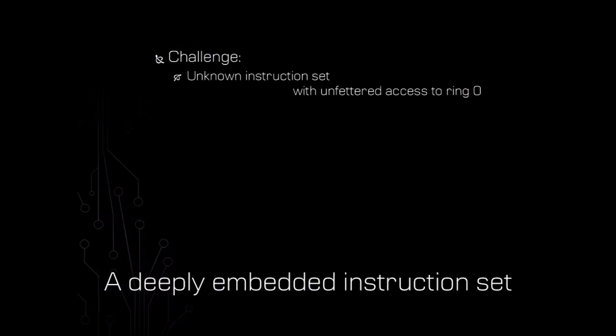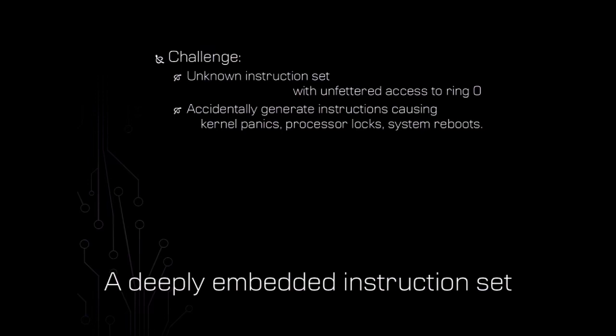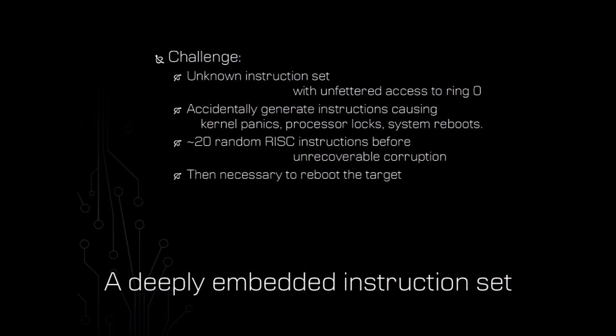So nothing's ever simple with this. Another challenge came up. I'm dealing with an unknown instruction set with unfettered access to ring 0. So I'm just trying to randomly generate these RISC instructions and see what happens. But it turns out it's really, really easy then to generate an instruction that causes a kernel panic or a processor lock or system reboots. And in practice, I could only execute about 20 random RISC instructions before the system became unrecoverably corrupted and had to be rebooted. So even after optimization, the fastest I could get one of these systems to boot was about 2 minutes. So some quick calculations suggested that gathering enough data to reverse engineer the entire instruction set at this rate was going to take months and months.